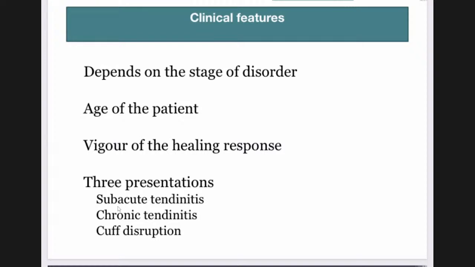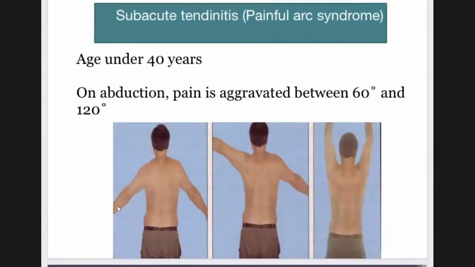Now, there can be three presentations in clinical features. So one is a subacute tendinitis, the other is a chronic tendinitis, and then finally it can lead to the disruption of the cuff. So when you have the first phase of subacute tendinitis, then there is this syndrome called the painful arc syndrome.